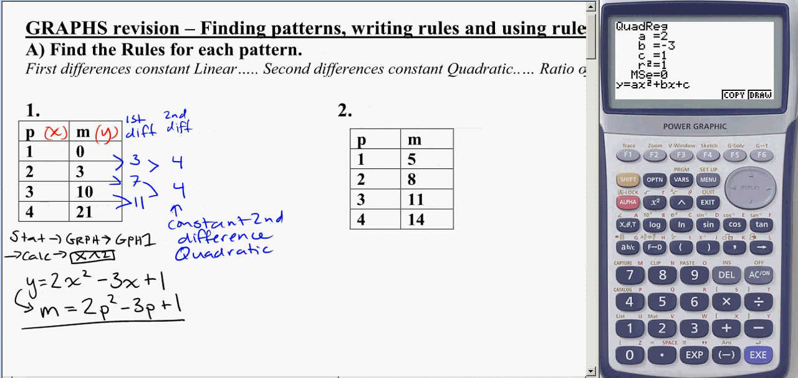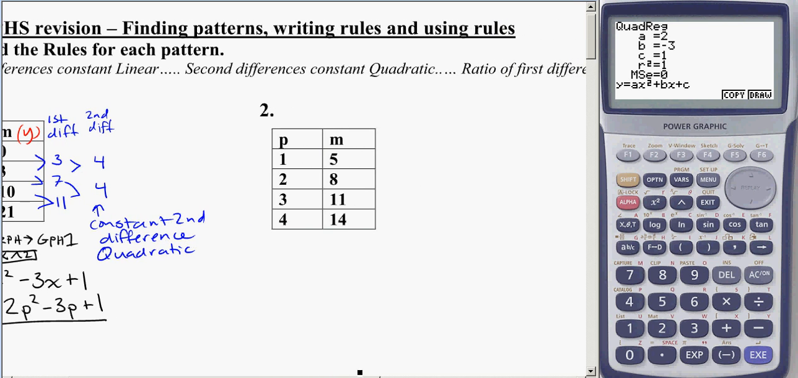So let's take a look at the second pattern they've given us. Again, same idea as before. I'm always going to check, because I don't know if it's linear, quadratic, or exponential, my first differences. First difference: between 5 and 8 is 3. Between 8 and 11 is 3. And between 11 and 14 is 3. This one is constant.